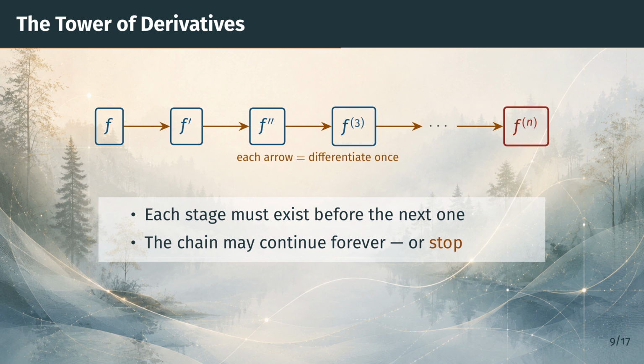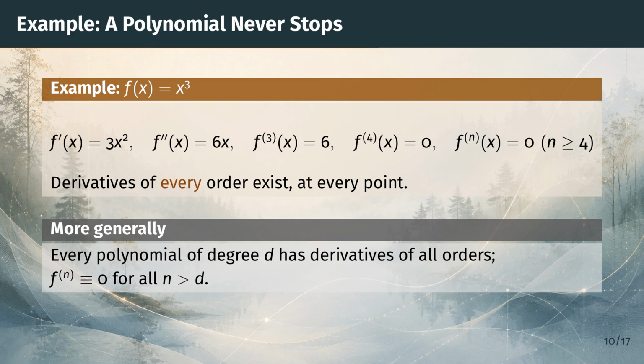Two remarks about this tower. First, it is built strictly floor by floor. Each stage must exist before the next one can even be defined, since each function in the chain is the derivative of the preceding one. Second, there is no guarantee the tower goes on forever. For some functions, it does. For others, it stops after finitely many steps. Let's see one example of each kind. First, an example where the tower never stops.